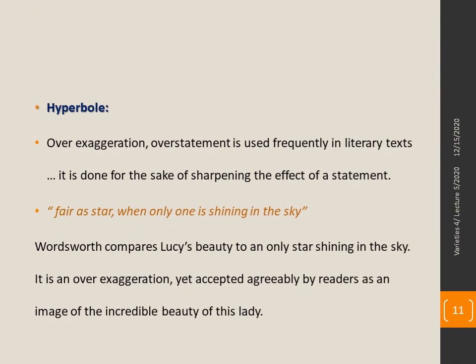Okay, now we move to hyperbole. Hyperbole is over-exaggeration or overstatement used frequently in literary text. It is done for the sake of sharpening the effect of a statement. For example, "fair as a star when only one is shining in the sky." Wordsworth compares Lucy's beauty to an only star shining in the sky. Now, this is an over-exaggeration yet accepted by readers as an image of the incredible beauty of this lady, okay?